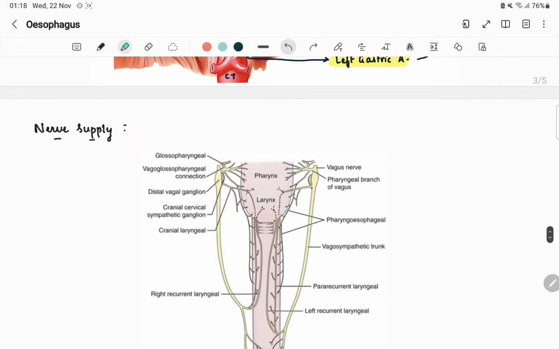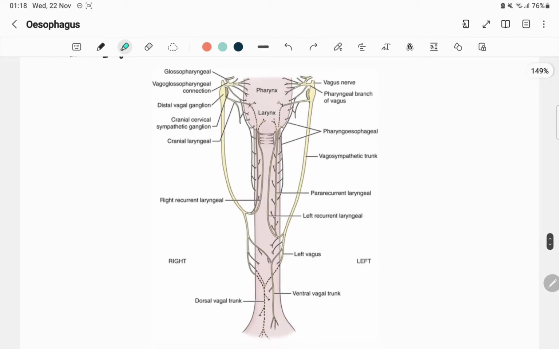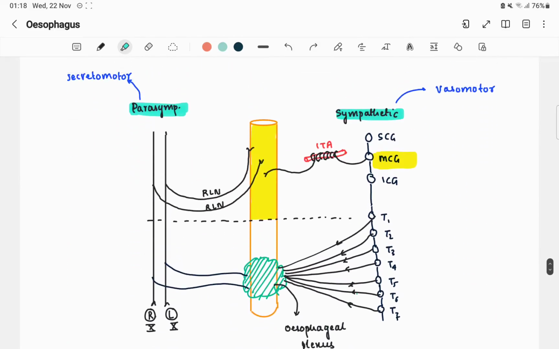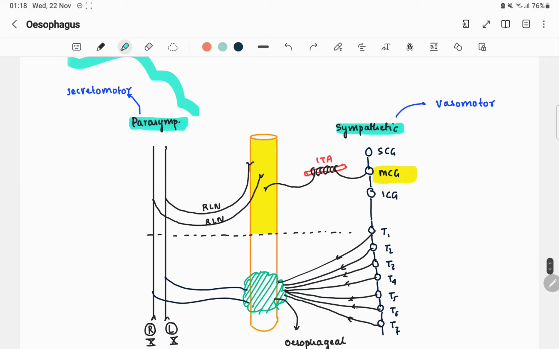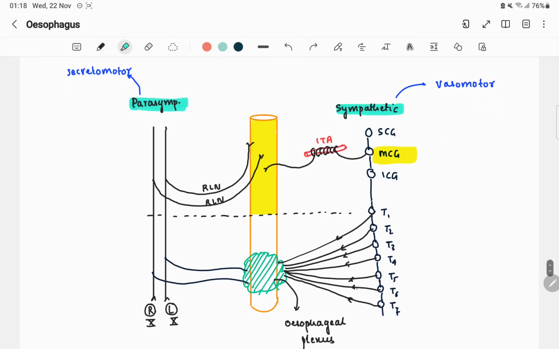Let's talk about the nerve supply. You can take a screenshot of this picture, but it is a bit complex to understand from it. Let me show you in the schematic diagram. It is very easy. Parasympathetic is secretomotor for your esophagus, and the sympathetic pathway is vasomotor for your esophagus.